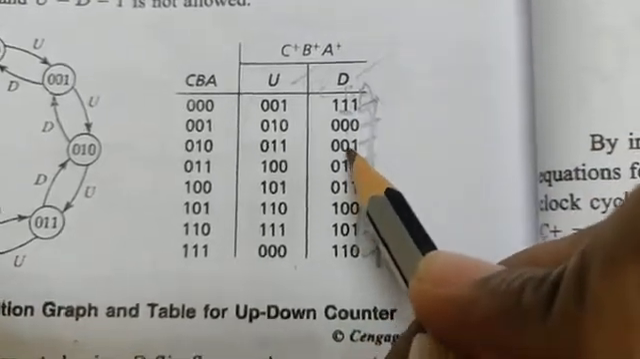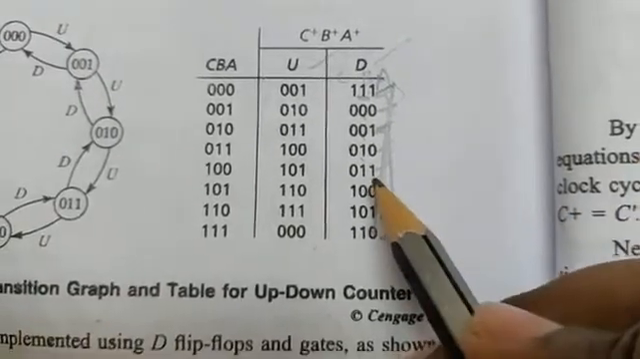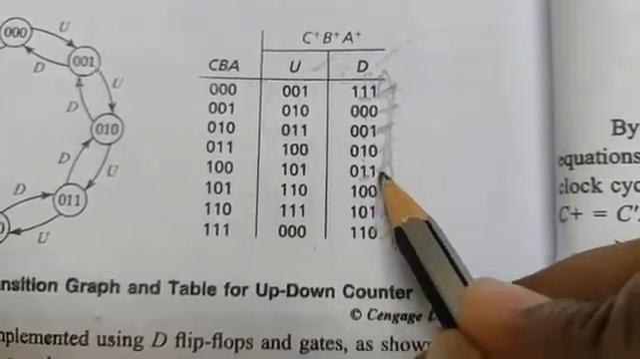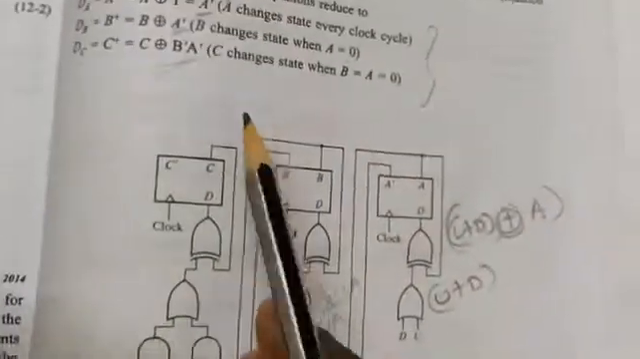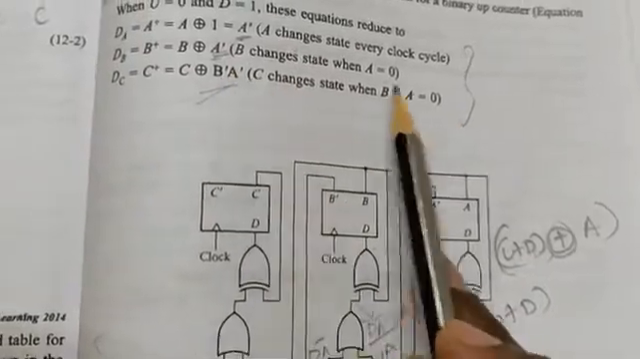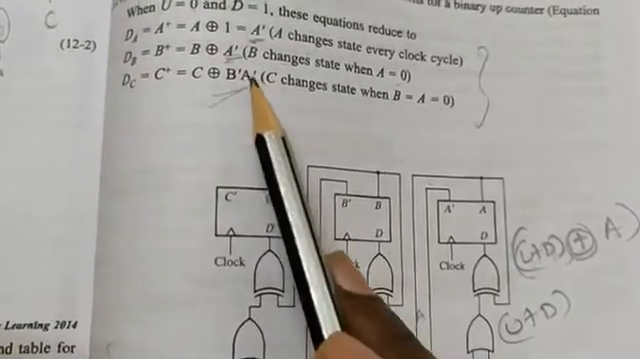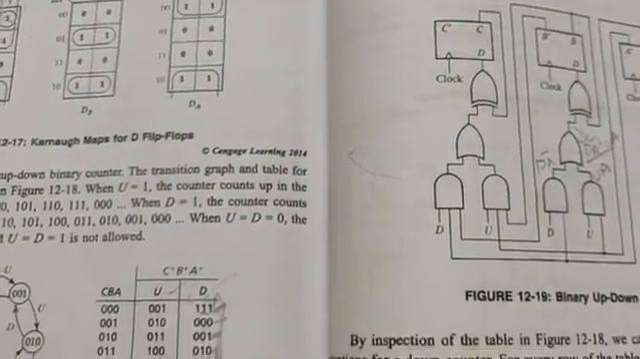So B is changing from 0 to 1 means A is 1 here. B is changing from 1 to 0 means A is 1 here. 0 to 1 is A is 1 here, like this. Similarly, C changes the state when B and A are equal to 0. Here it is B bar and A bar, means B and A equal to 0 means B bar, A bar means 1 and 1. So C changes its state when both A and B are 1 and 1.